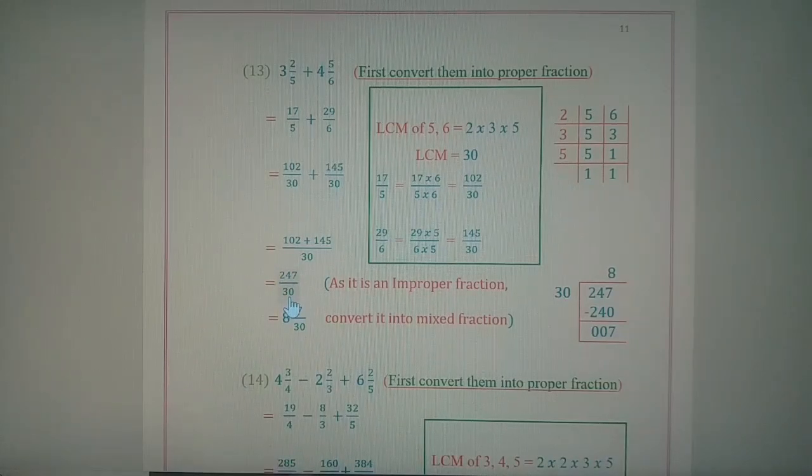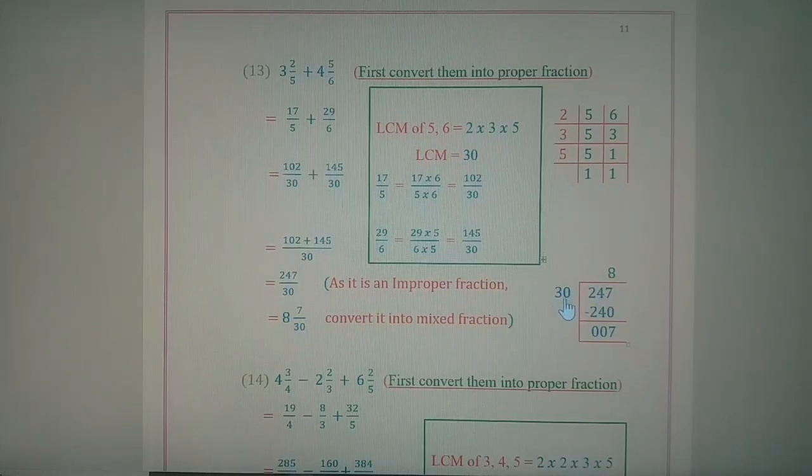247 upon 30. Now if you observe, the numerator is greater than the denominator. So we call it an improper fraction. As it is an improper fraction, we have to always convert it into a mixed fraction. The final answer should be in the form of a mixed fraction or proper fraction. The final answer should never be an improper fraction. So 247 upon 30, we divide in the rough column to find out how it can be written as a mixed fraction. So 247 divided by 30.